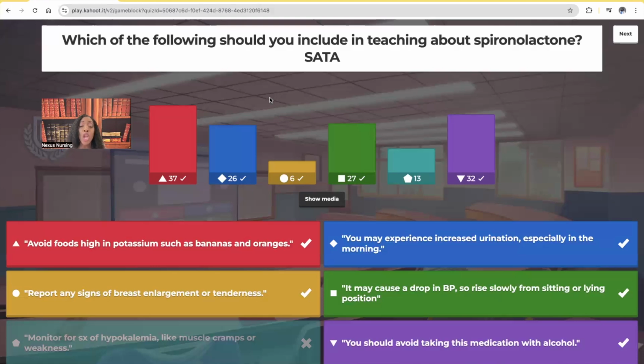And then last, you should avoid taking this medication with alcohol. Why did only 32 people choose this? In the history of nursing, in the history of pharmacology, when did we ever tell a patient that it's okay to drink alcohol while taking anything? Help me understand. Everybody should have chosen that. Yes, you should avoid taking this medication with alcohol. You should never take alcohol with any medications. I mean, duh.